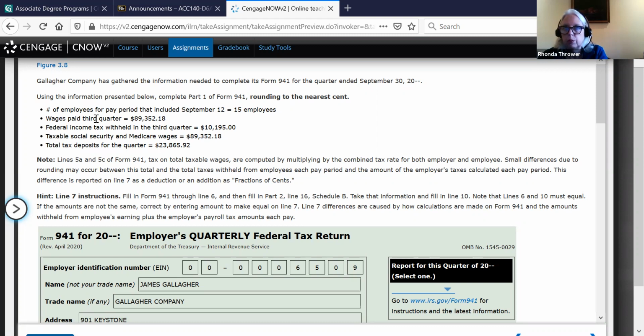The number of employees for the pay period that included September 12th is going to equal 15 employees. So one of the first things they ask you to complete on Form 941 is how many employees you are going to be working with for this particular quarter.